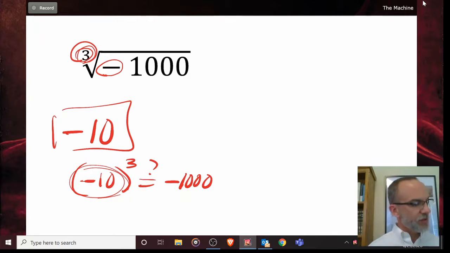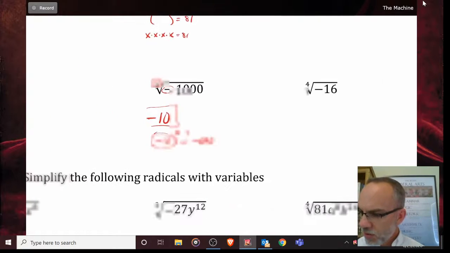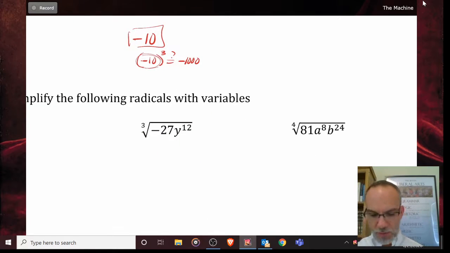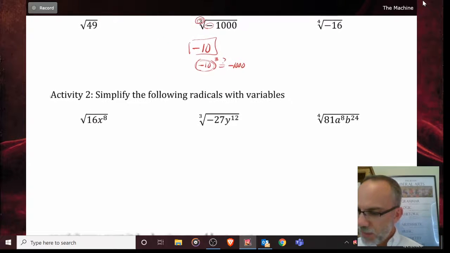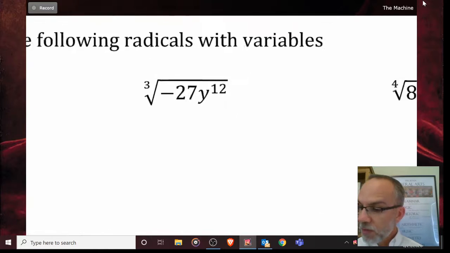I've kind of been doing this sans notes. Let me go back to see what I got. All right, so let's now do, the rest of those I'll leave for you to do on your own. Let's do this one now. Simplify the following radicals with variables.